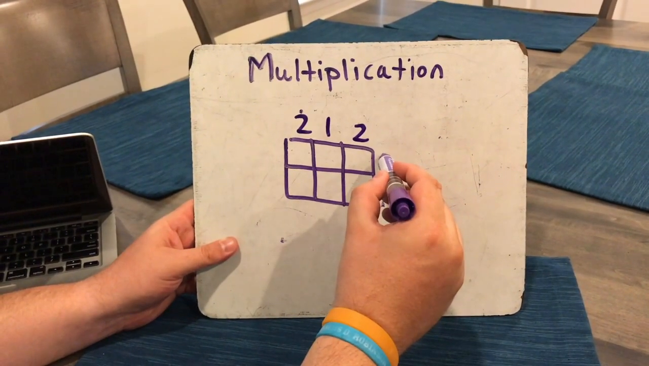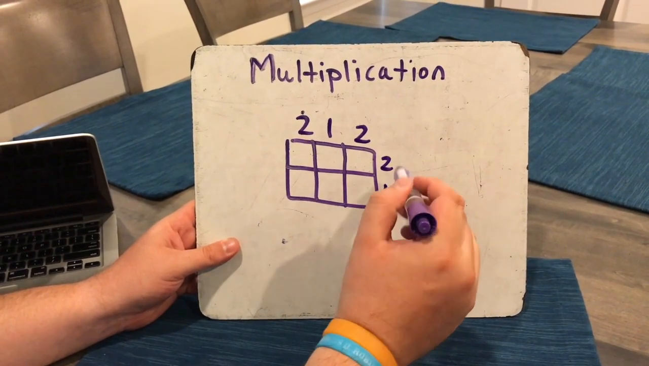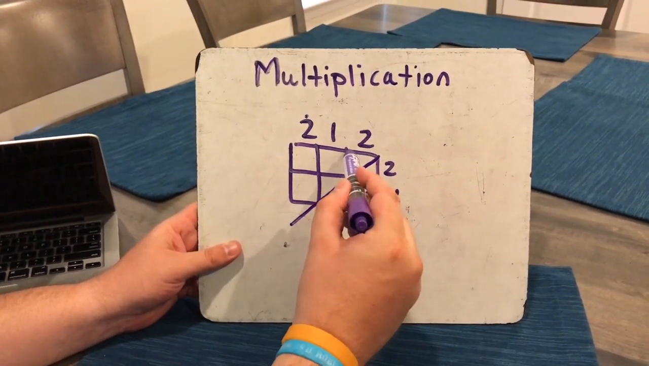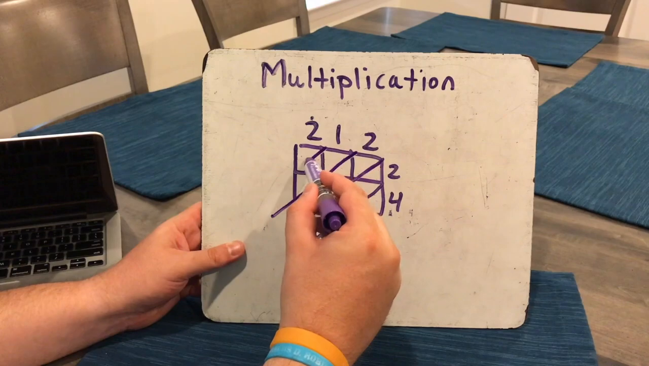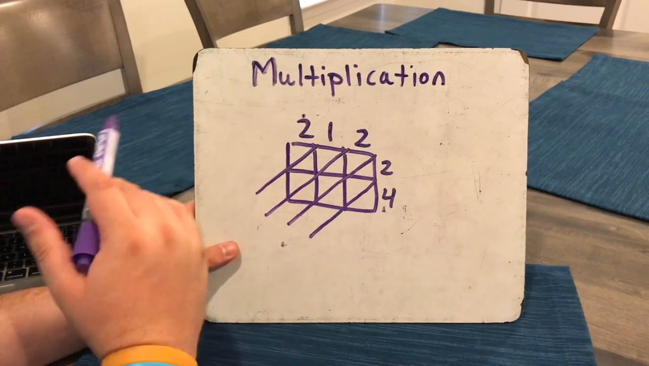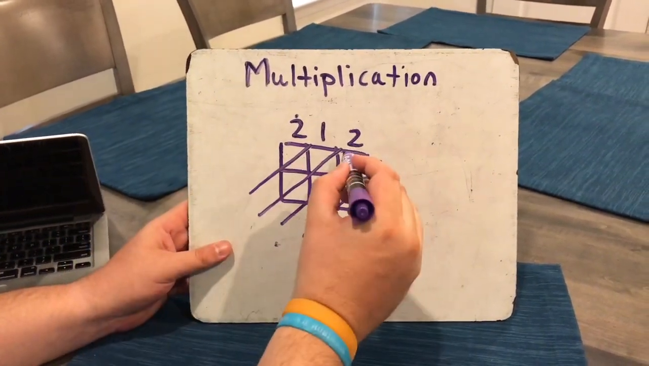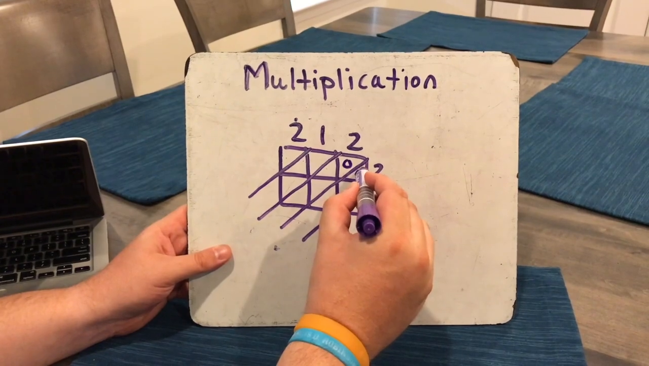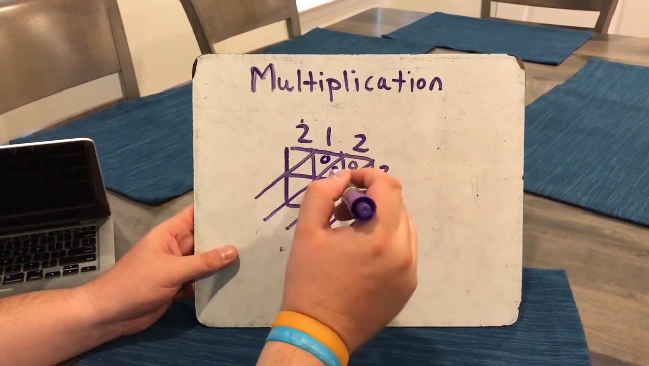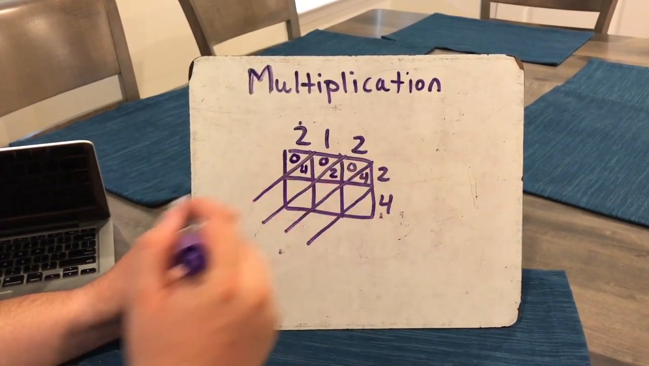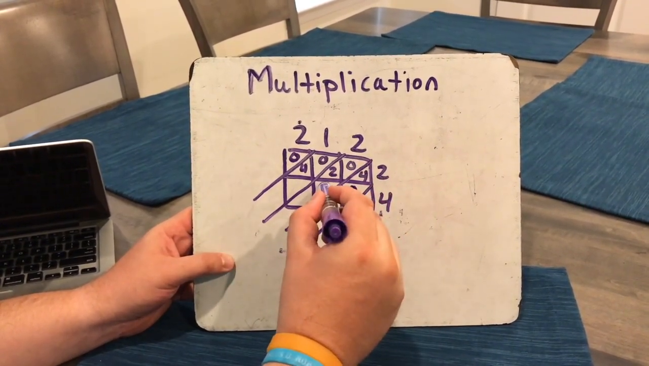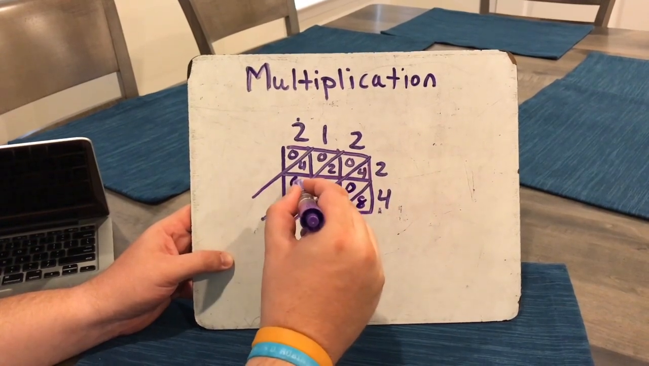So if I do 212 times 24, same thing. Make your diagonals. One more time. And just multiply. 2 times 2 is 4. Now in this case, there is no number in the 10 spot, so we put a 0. So it's 0, 4. 2 times 1 is 2. 0, 2. 2 times 2 is 4. 0, 4. 4 times 2 is 8. 0, 8. 4 times 1 is 4. 0, 4. 4 times 2 is 8.